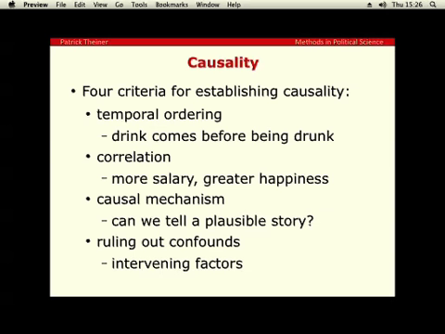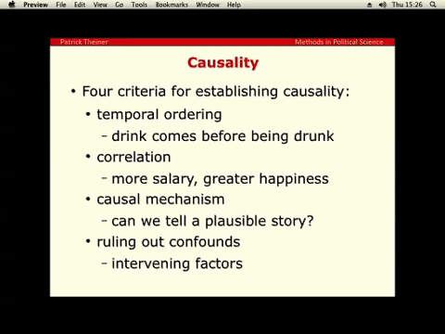What does that mean? That just means that, well, you have to drink before you become drunk. If your buddy shows up in the pub and he's already staggering, and then he drinks 3 beers, then those beers were not contributing to his drunkenness in the first place. There has to be a correlation, so two things have to move in unison or move opposite each other. So there has to be something going on between these two factors. We have to be able to tell a plausible story.